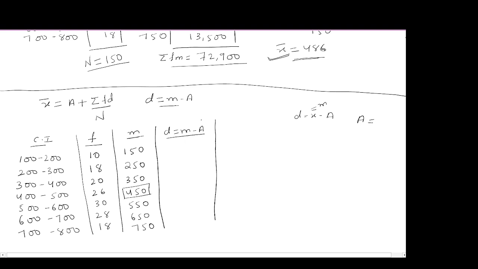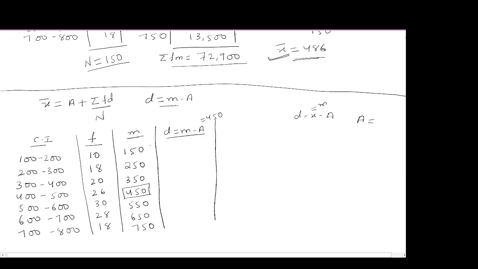So here I've taken A is equal to 450. Again I am repeating, it is not mandated to take 450. You can take any value, either it is 150, 250, 350 or till 750. You can take any value out of the calculated values of m. In case of x value, you have to choose any one value out of x. Since x values are not given, we have calculated the midpoint. In that midpoint, we have to choose one value and it should be taken as assumed mean.